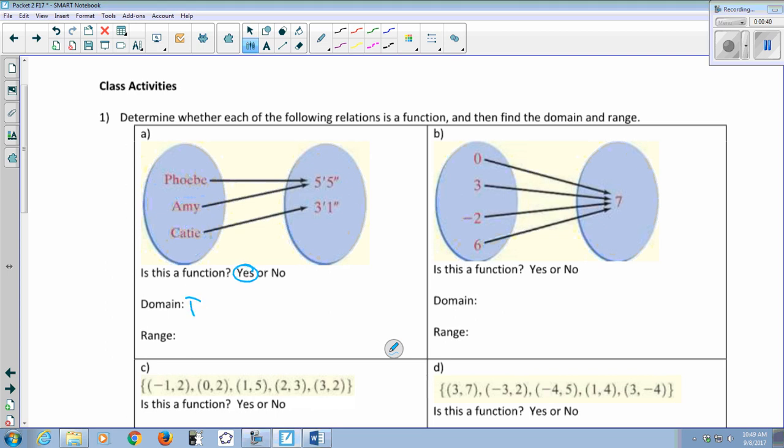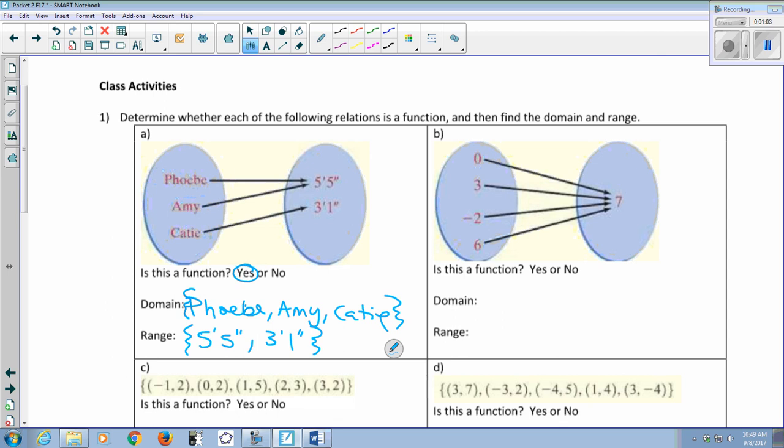The domain is Phoebe, Amy, and Katie. We list these things in curly brackets because it's a set. And then the range is the heights of 5 feet 5 inches and 3 feet 1 inch.